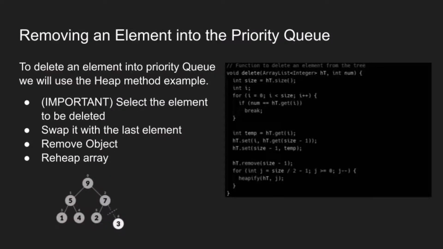Now for the more important part: how to remove an element from a priority queue. To delete an element from a priority queue, we'll be using the heap method. It's important to select the element to be deleted. Swap it with the last element, remove the object, and reheap the array. This is important. If you don't select it or reheap the array, you will have problems.